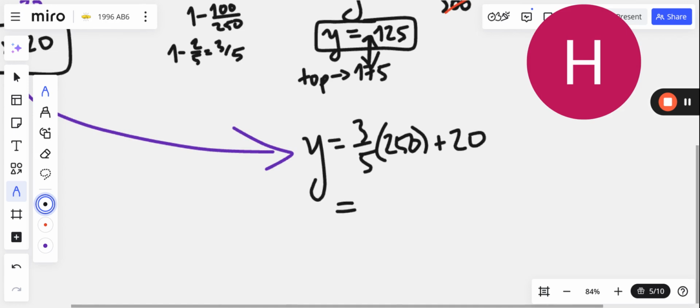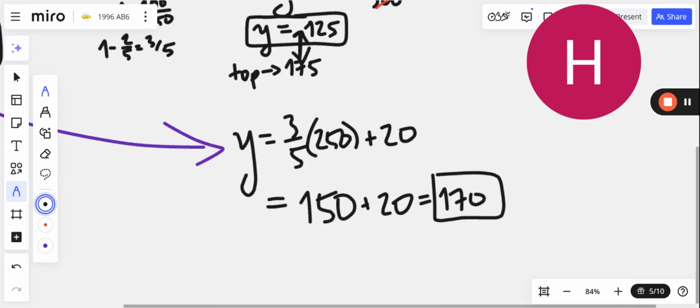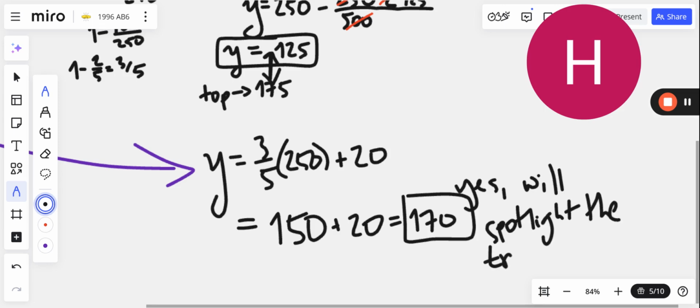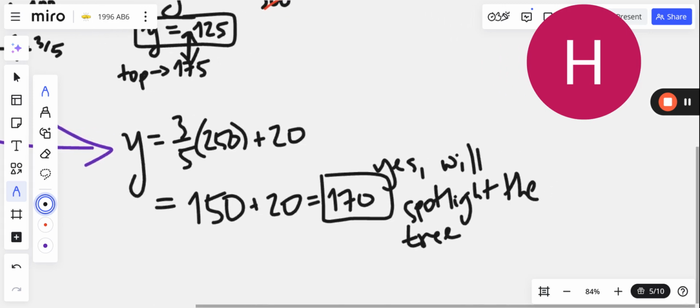3/5 of that, well, 1/5 of that is 50, so 3/5 of that is 150. That's in range, plus 20. Yep, it's going to hit the tree. Pretty close to the top. So yes, we'll spotlight the tree. And if you really want to be careful, you can say like 5 feet from the top.